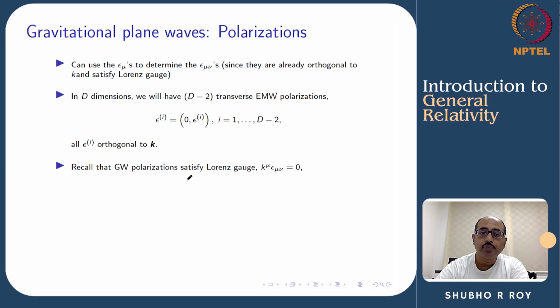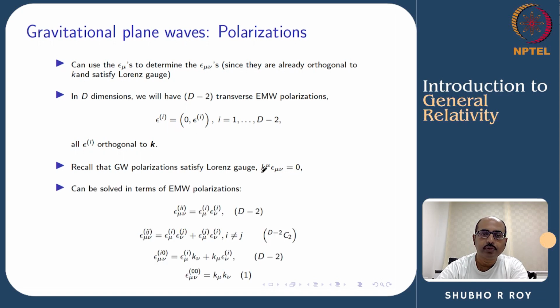So the gravitational wave polarization satisfies the Lorentz gauge. I mean, we have chosen to work with the Lorentz gauge in which this equality must be satisfied. And we can write down the solutions in terms of these polarization vectors. So here is the solution.